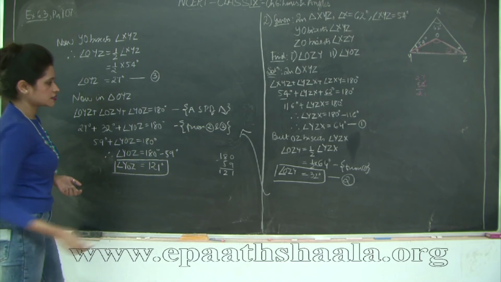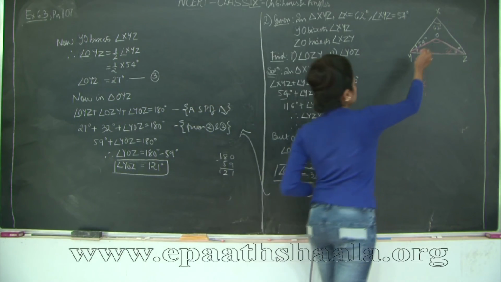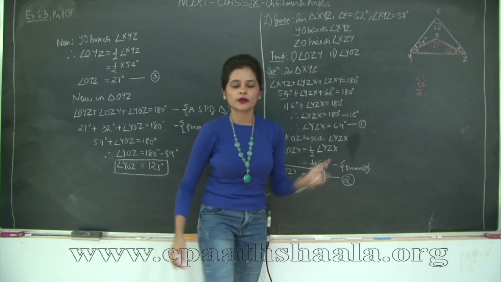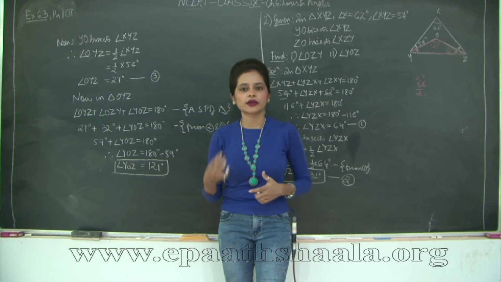So, we have our answers. Let's mark our angle over here also: 121 degrees. So, these were the first two questions of exercise 6.3. Let's take a look at the remaining questions in the subsequent classes.